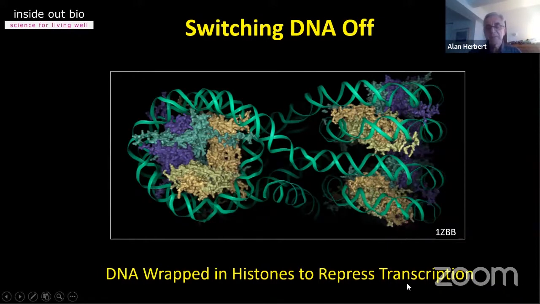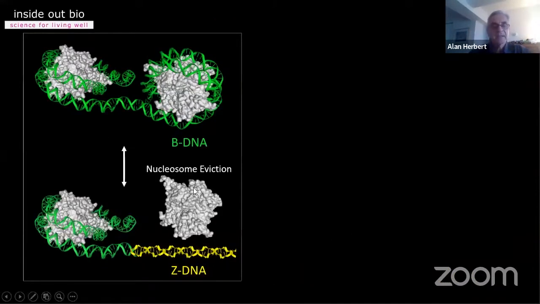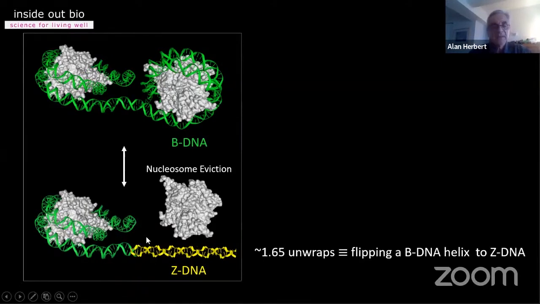So the wrapping in histones prevents transcription. So you can use this actually as another source of Z formation, as we mentioned. If you eject this particular nucleosome, then you potentially flip that sequence into Z-DNA. And it just so happens that, again, we come back to this magical number of 1.6 turns around the nucleosome, which is actually sufficient to flip one B-DNA helix to a Z-DNA helix. So this is another way of using histones to regulate gene expression and also to regulate flip-on conformation.